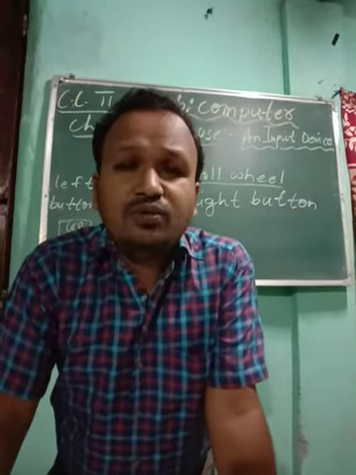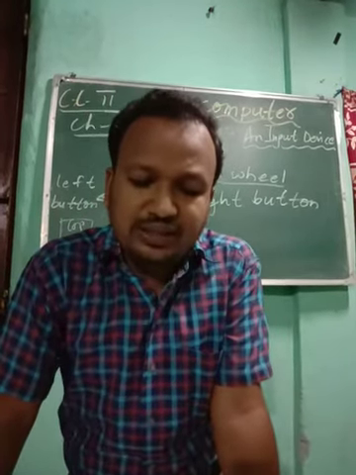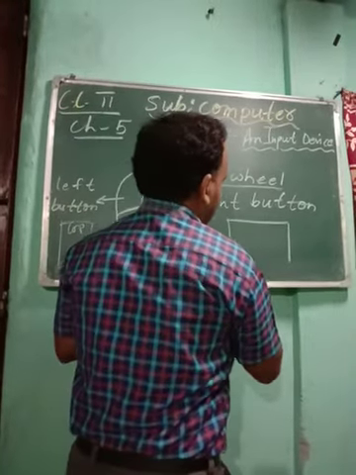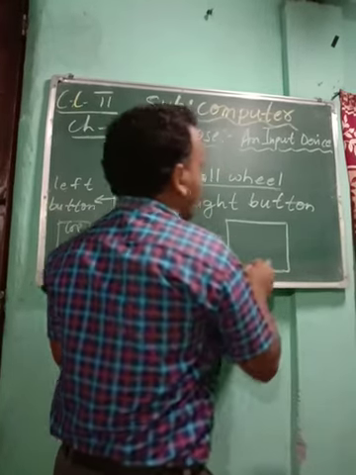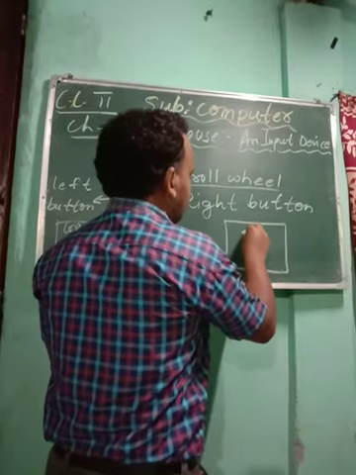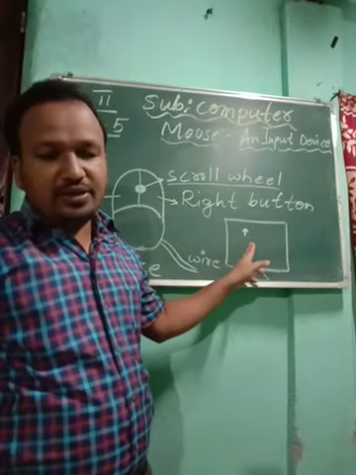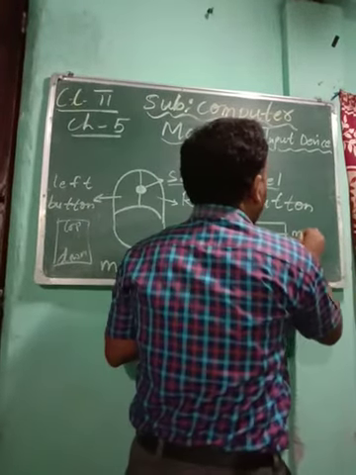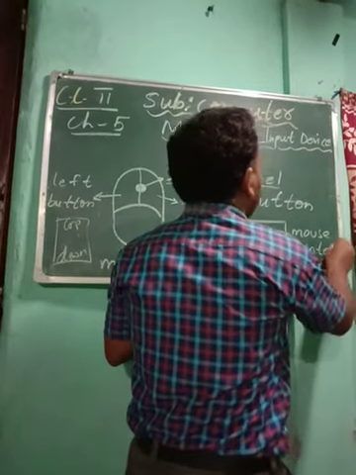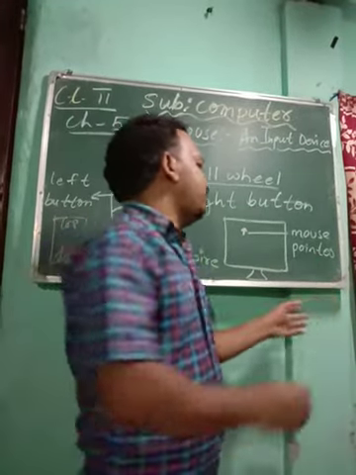Now we are going to talk about the mouse pointer. You see children, when you use the mouse pointer, you can see the head of the arrow. Suppose this is your computer monitor. When you switch on the computer, you will see there's a small arrow. When you move the mouse, you can see this small arrow. This small arrow is called the mouse pointer. This small arrow on the monitor screen is called what? Mouse pointer.